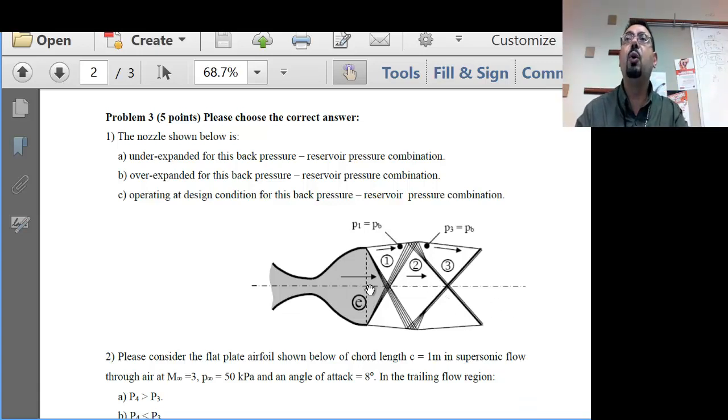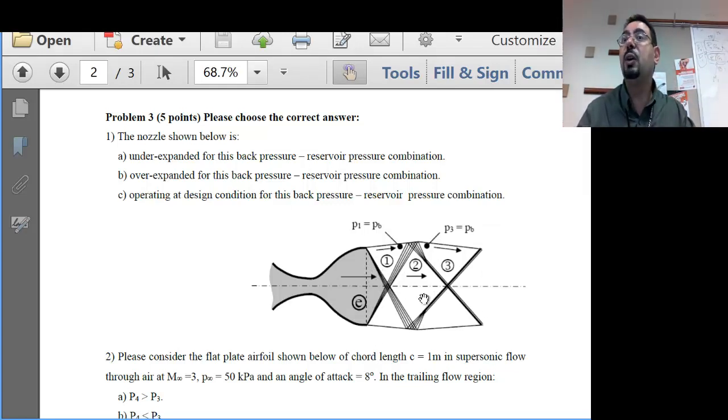So what will happen? The flow needs to adjust to the back pressure, and because it's supersonic, it will have to adjust by the way it basically adjusts. If you want to increase its pressure, it will have to go through an oblique shock wave. If you want to reduce its pressure, it does it by an expansion fan. That's how supersonic flow responds to lower pressure or higher pressure.